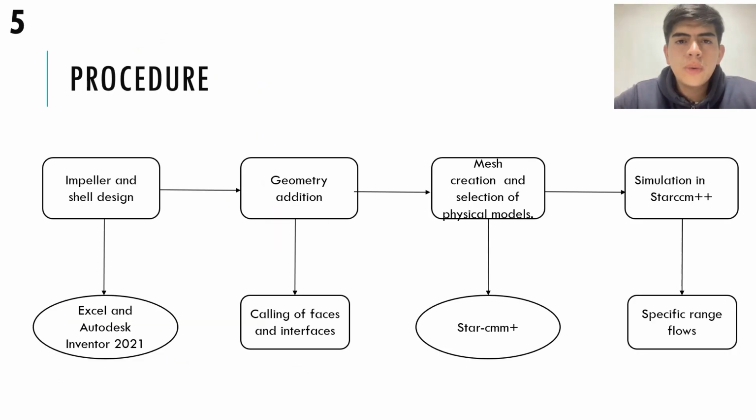This is the procedure we followed during the project. It begins with the use of Excel and Autodesk Inventor for the impeller and shell design and its assembly afterwards. And then we get into Star-CCM+, which we use to create the mesh and select the physical models that we can use, changing the range of the flows in different fluids, in this case water and oil.